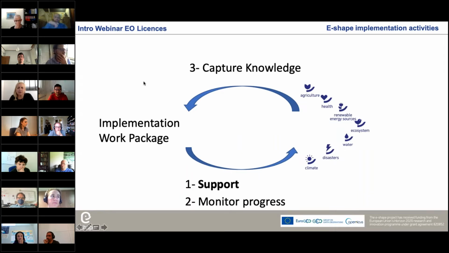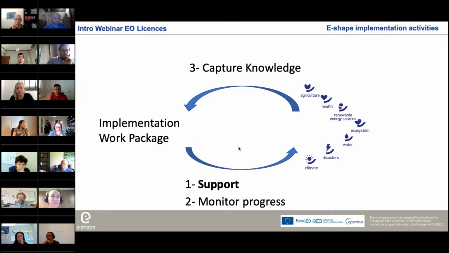So the goal and the activities of the work package I am leading, the implementation, is to support the development of all these pilots, to monitor the progress over the long life of the project, and then to capture knowledge into final best practices. That would be one of the major deliverables of the project.